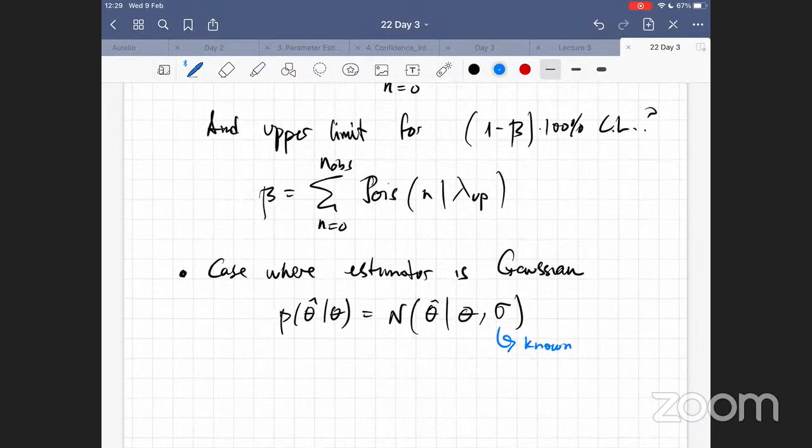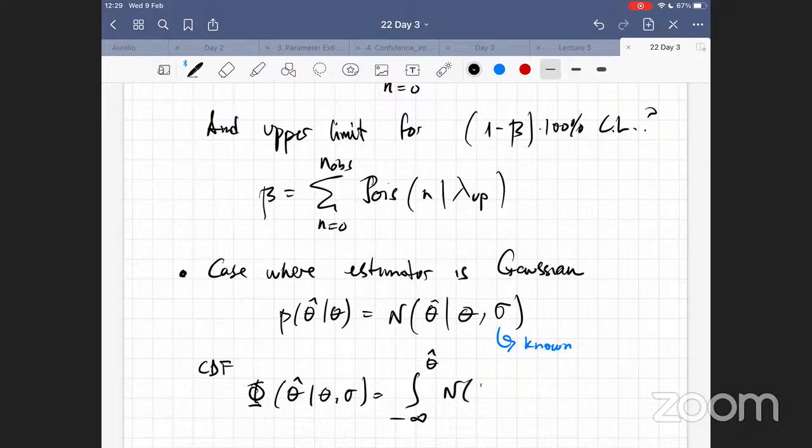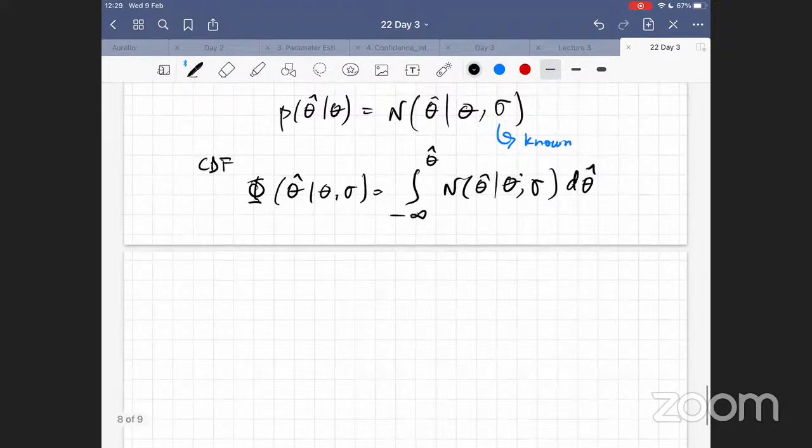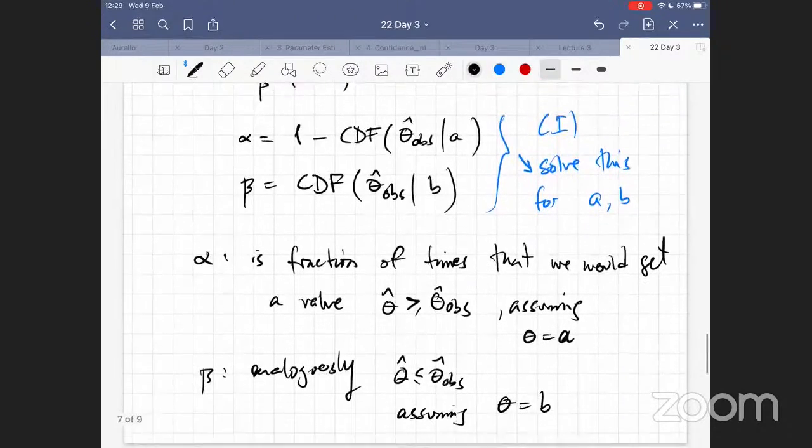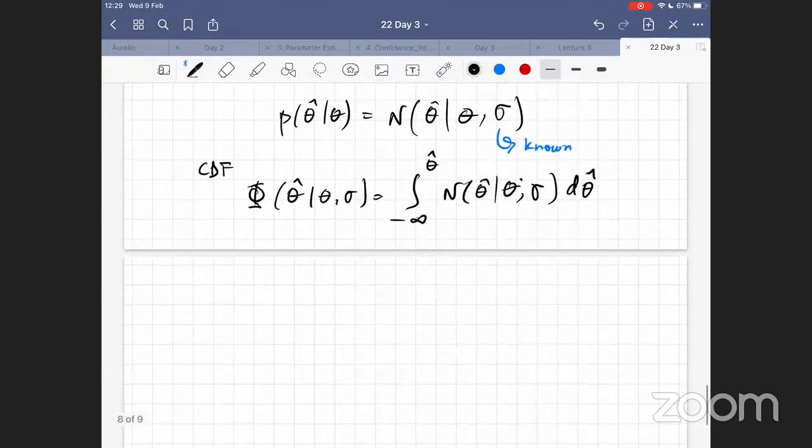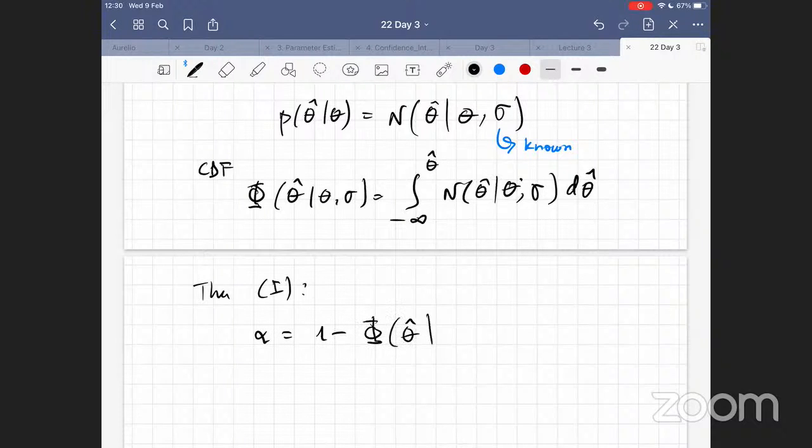Then, for the Gaussians, there are many properties. So you have the cumulative distribution, just to remind you that... And then this expression here, equation 1, I will express it in this case. Then 1 becomes alpha equal to 1 minus the cumulative of the estimator given a mean equal to A, and beta will be the cumulative, where the estimator is B.